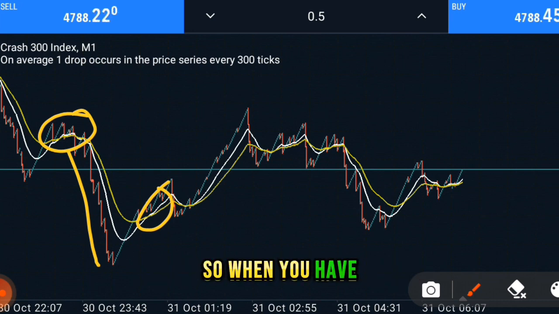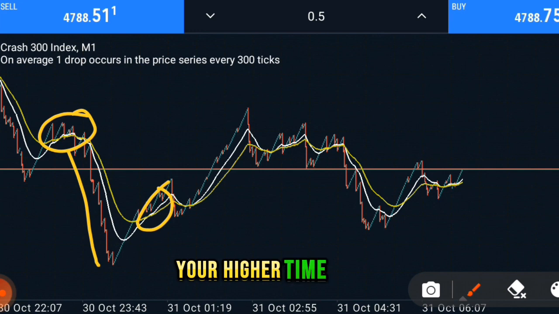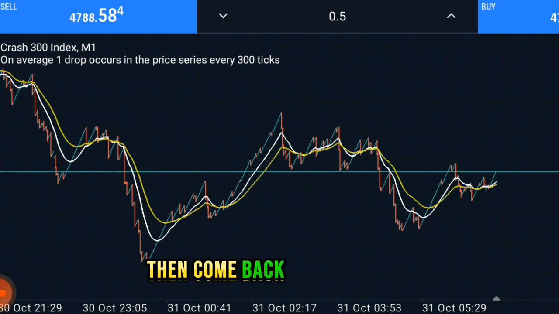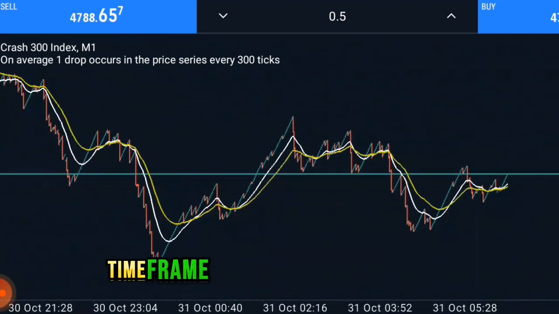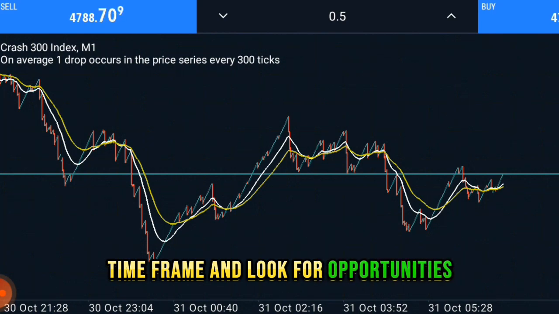So when you have a kind of small money, please go to your higher time frame, do your analysis, then come back to the lowest time frame and look for opportunities.